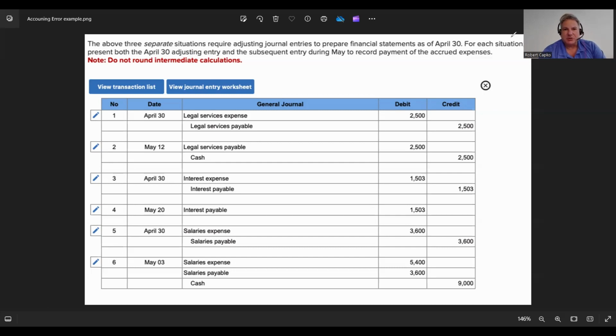Have you been asked to make some journal entries and you are finding that they don't balance or that there's an error and you can't find it? Well, I'm Professor Capko and I'm going to show you one of the ways to find an error and correct it in this video.